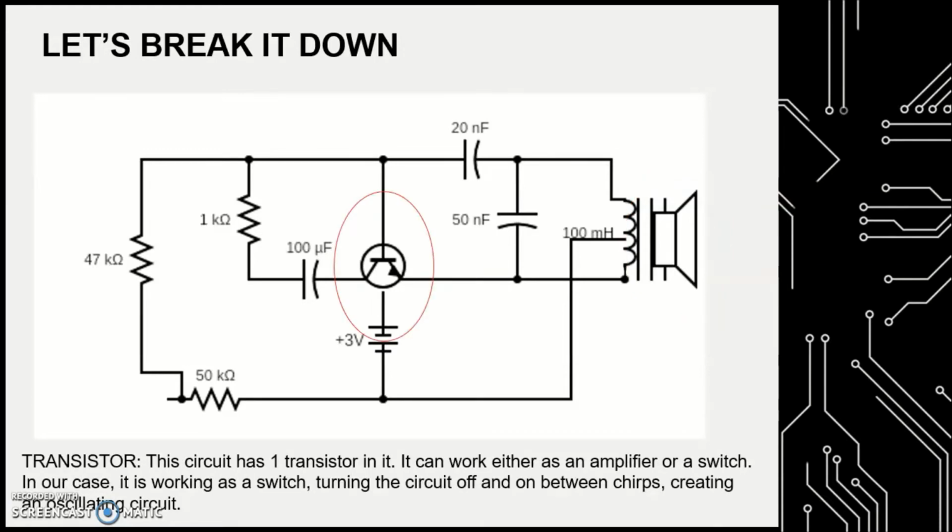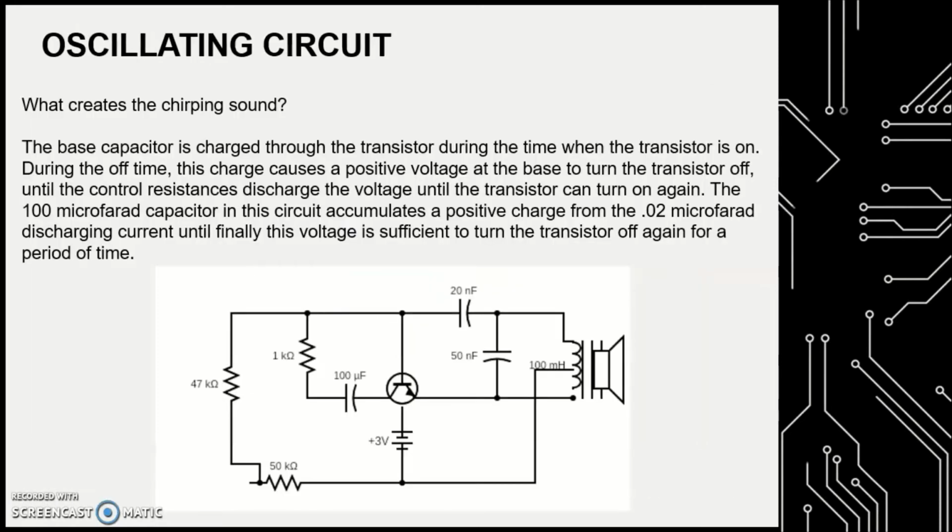And finally, this circuit has 1 transistor in it. It can work either as an amplifier or a switch. In our case, it's working as a switch, turning the circuit on and off between chirps, creating an oscillating circuit. But what is an oscillating circuit? We know it's what created the chirping sound, but what exactly about the oscillating circuit creates that?